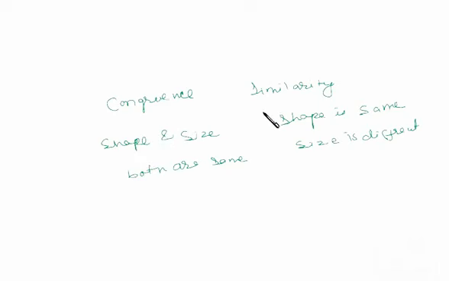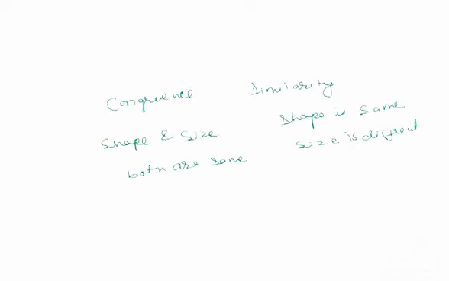So all the congruent figures are similar, but it is not necessary that all the similar figures are congruent, because in that case size may be different, right? So in a fill in the blank question or an MCQ question, this sort of concept may be asked in your exams, right? All congruent figures are similar, but similar figures need not be congruent.